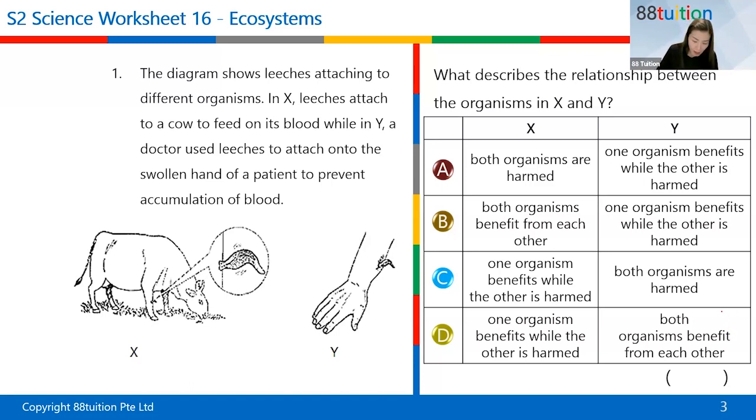And then for the cow, one organism benefits, which is the leech, but the cow is losing blood. So the cow is harmed, and the leech benefits. In this one, both human and leech benefit from each other. Any question here? No?